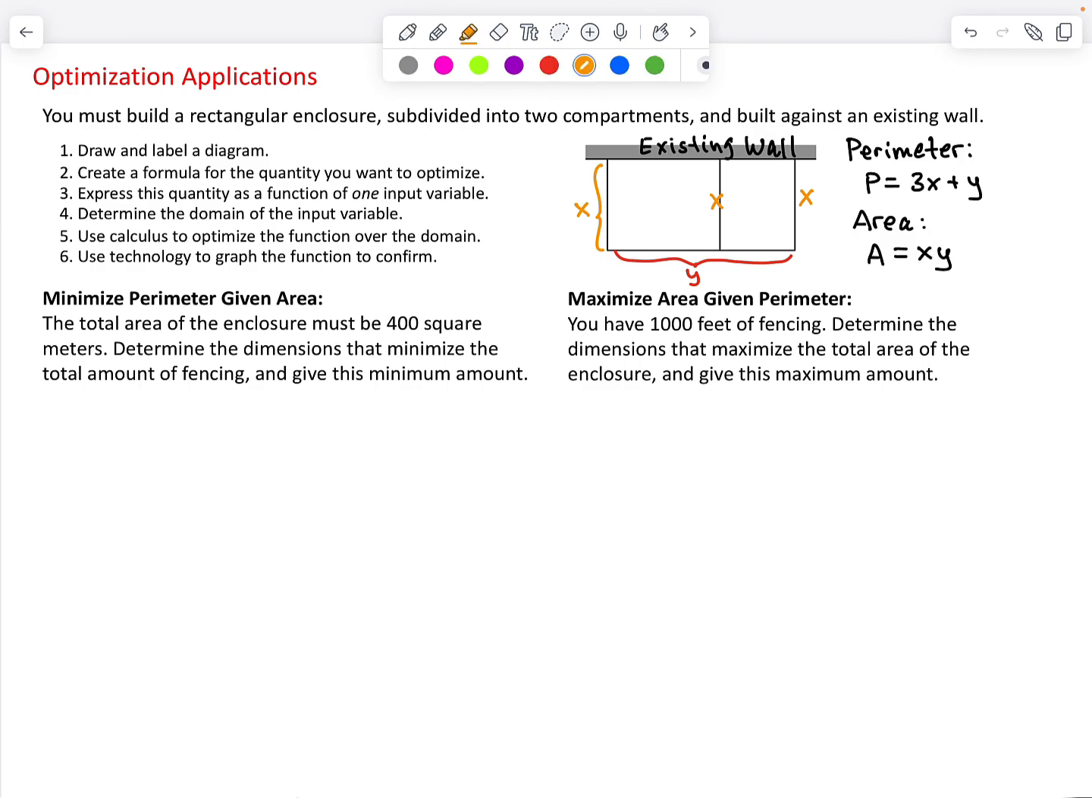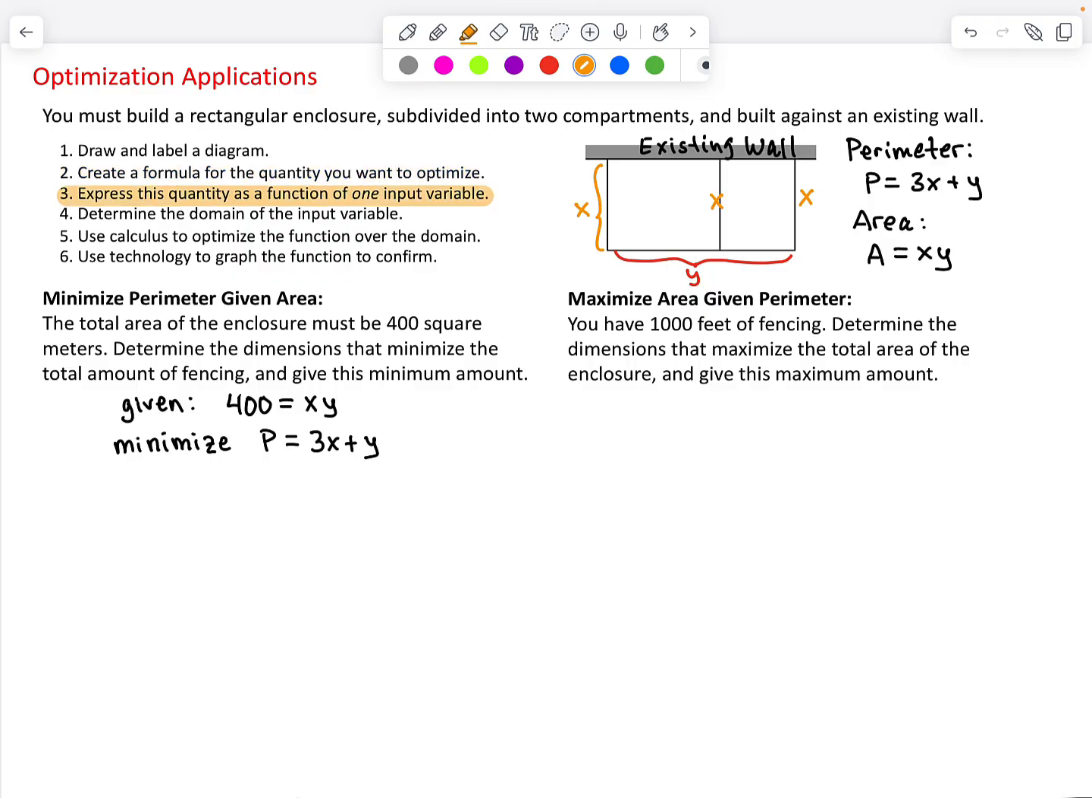So returning to our task, the total area of the enclosure must be 400 square meters. So we are given that the area must be 400 and the area is found by calculating X times Y. Then we want to minimize the total amount of fencing. Well, that corresponds to our perimeter, and P is 3X plus Y. So we've accomplished step 2, which was to create a formula for the quantity you want to optimize.